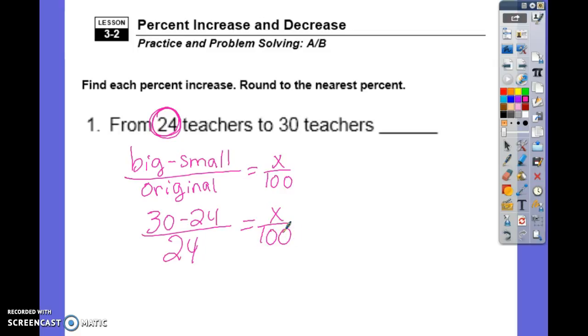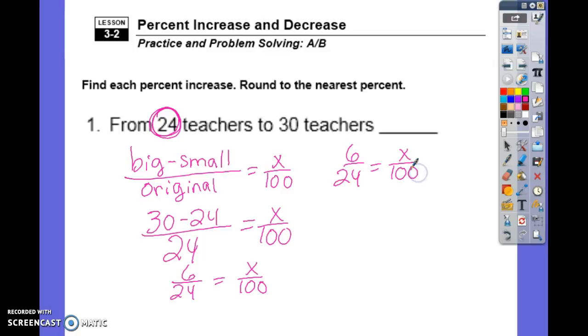Now I need to do my subtraction. I have 30 minus 24 is 6. And then I'm just going to copy the rest of my proportion. Now I'm going to recopy my proportion over here so you can see what I'm doing. 6 over 24 equals x over 100.